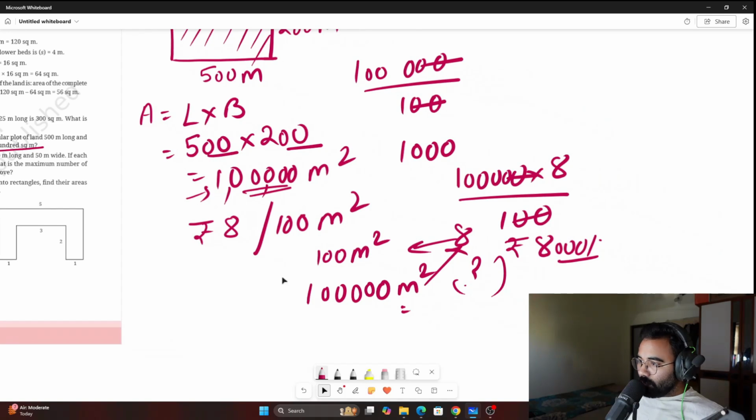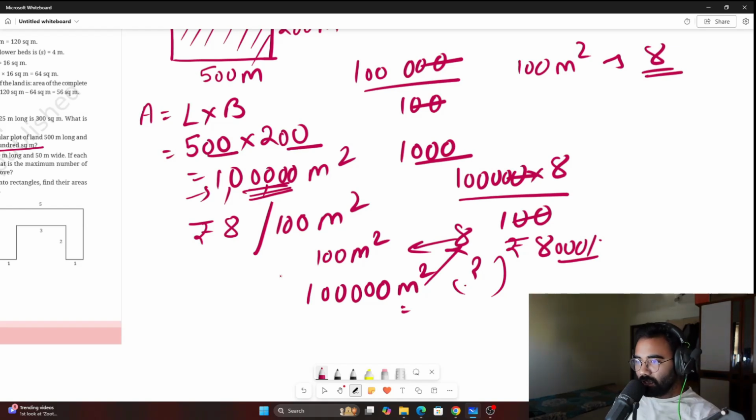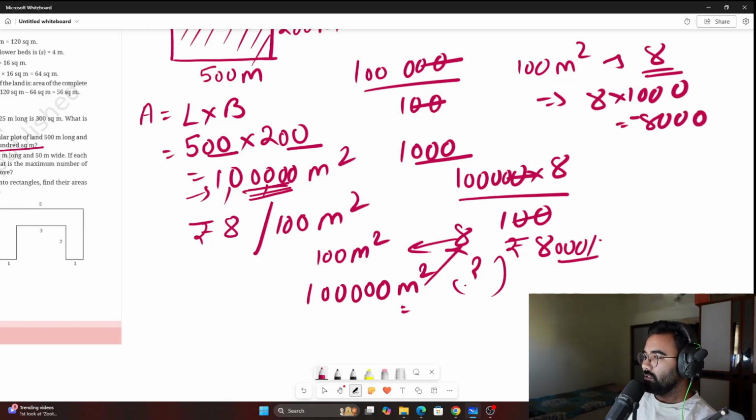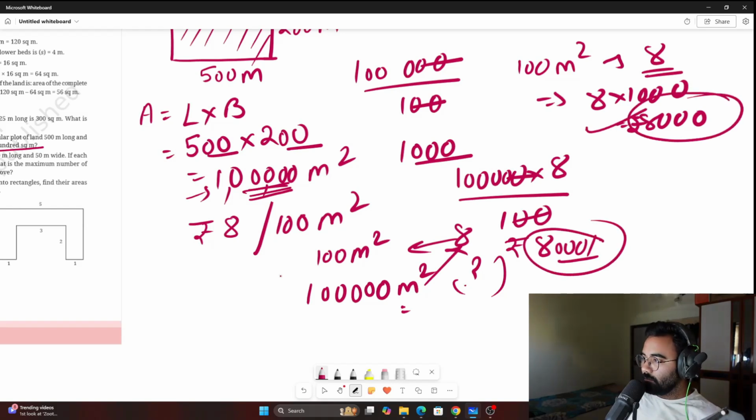Now let me teach you a small shortcut method. So for every 100 meter square, you need to spend rupees 8. So how many hundreds can you fit in this? There are 1000 hundreds here. So for each 100, you have to pay 8. So simply just multiply 8 multiplied by 1000. That also gives you 8,000 rupees. So in both scenarios, the answer will remain the same.